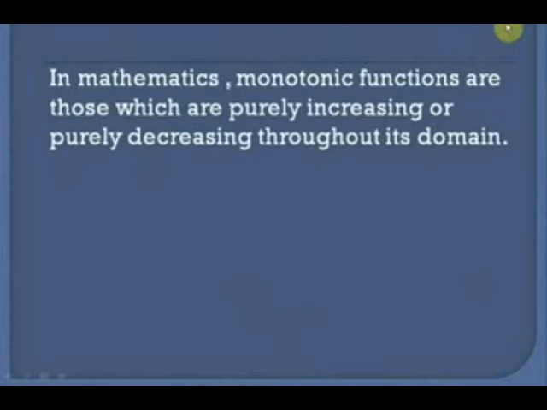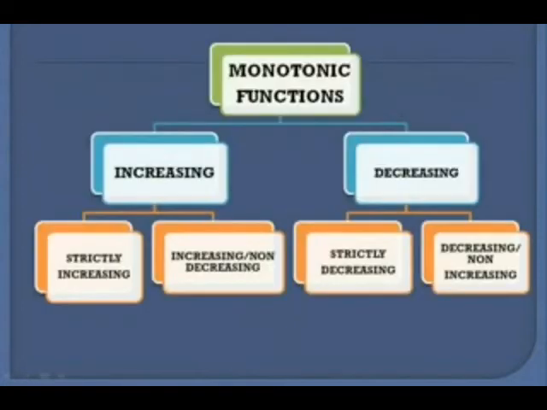In mathematics, monotonic functions are those which are purely increasing or purely decreasing throughout its domain. So, functions which have the same nature, that is, either they are purely increasing or they are purely decreasing throughout their domain, are called monotonic functions. Monotonic in the sense they have the same nature.